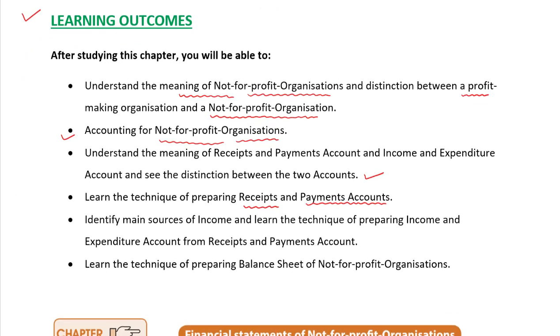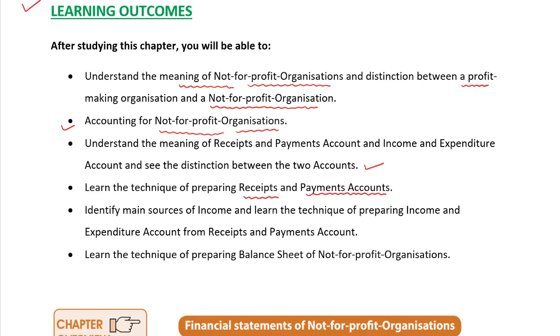Identify main sources of income and learn the techniques of preparing income and expenditure account and receipts and payment account. Learn the technique of preparing balance sheet for not-for-profit organizations.